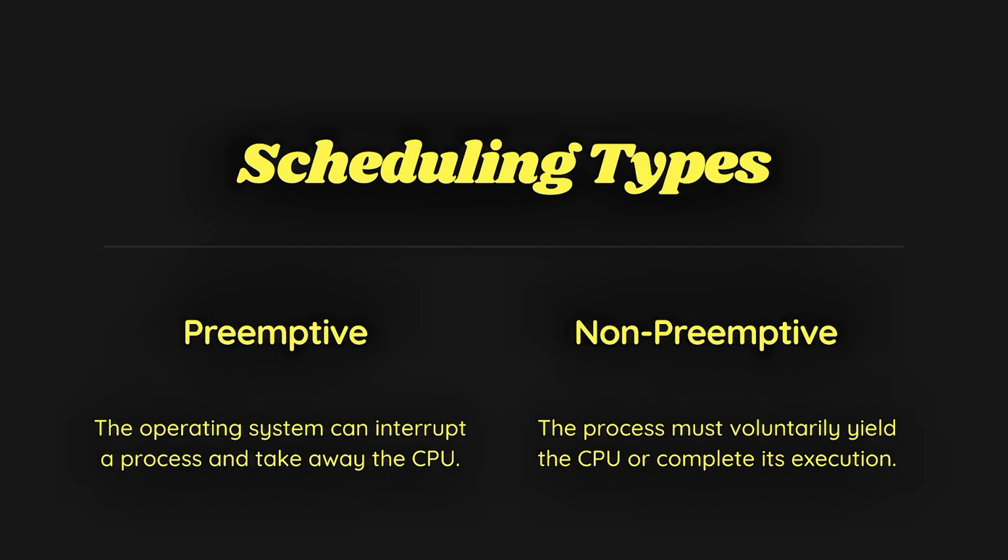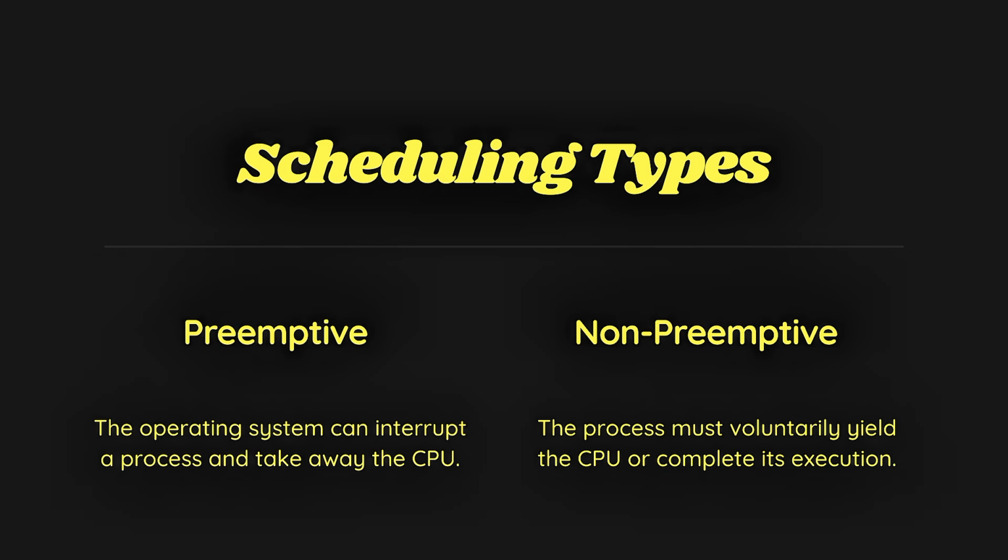Before we dive into the algorithms, it's helpful to understand the two main types of scheduling, preemptive scheduling and non-preemptive scheduling. In preemptive scheduling, the operating system can interrupt a running process and assign the CPU to another. This is useful when a higher priority process arrives or when we want to ensure fairness.